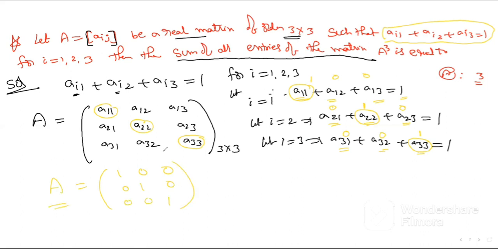So what is required here? The sum of all entries of the matrix A. The required is the sum of all elements. So 1 plus 1 plus 1 is nothing but 3. Answer is 3.